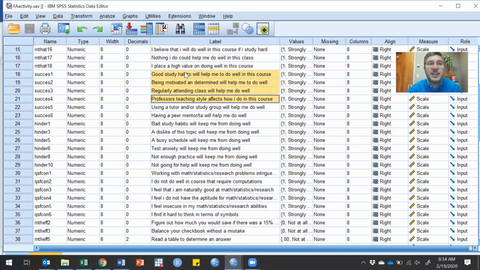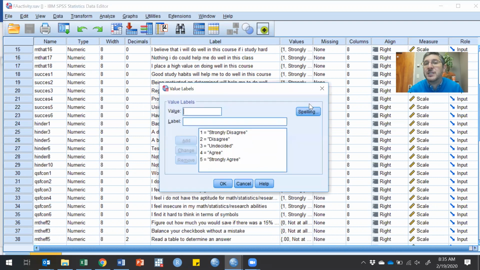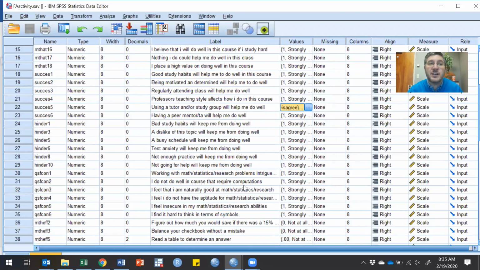So here are the 6 success variables. Using a tutor or study group will help me do well, and they'd respond to the items from strongly disagree to strongly agree. So it's a 5-point Likert scale. And then the hinder items are more about your hindrances to success, like bad study skills will keep me from doing well. A busy schedule will keep me from doing well. So I'll just give you a kind of idea of the different items that we're looking at.